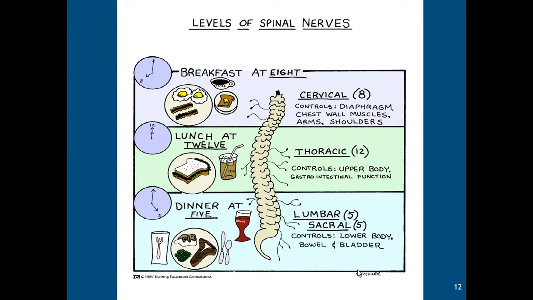So here's a quick reference for you to help with reviewing the spine, the number of vertebrae, and what areas of the spine control nerves in the body. Those are all listed above in each section. Cervical controls the diaphragm, the chest wall muscles, the arms and shoulders. The thoracic region controls your upper body and GI function. The lumbar and sacral region controls the lower body, including the bowel and bladder.